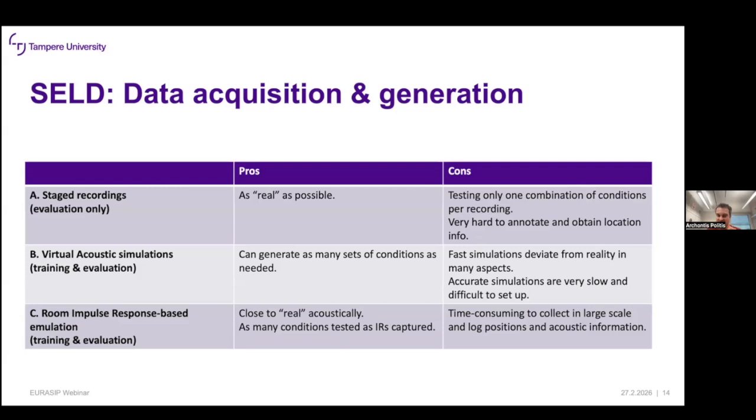Another option that is a bit more real acoustically is to capture room impulse responses in real spaces and then use those to spatialize sounds. Of course, then your set of conditions that you capture depends on the number of impulse responses that you capture and the number of rooms. And then we have another option, which is the most difficult one, which is to actually record real spatial sound scenes and annotate the activity of the sound events of interest in these sound scenes, plus the spatial positions of those sounds when they are active.